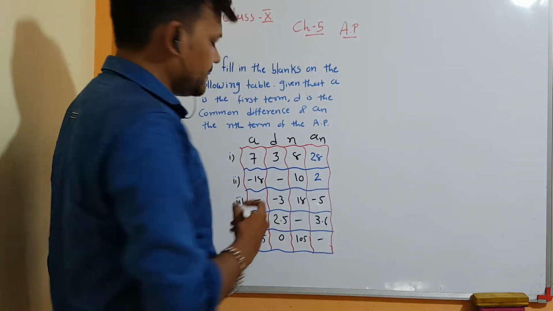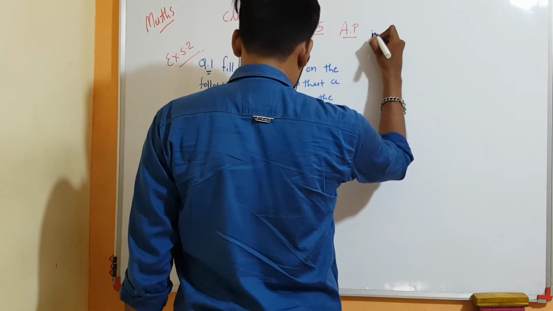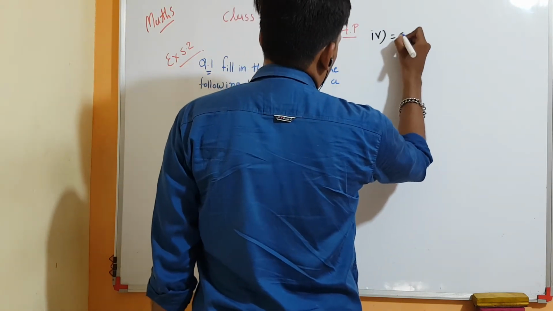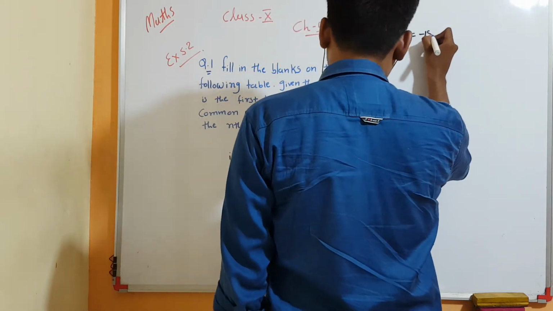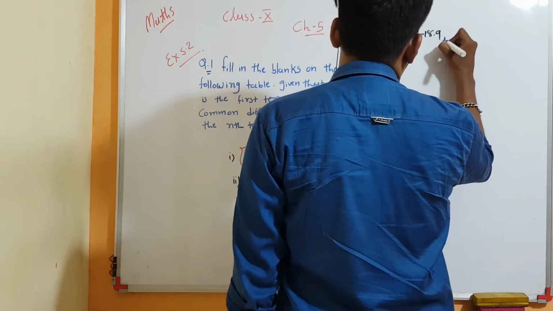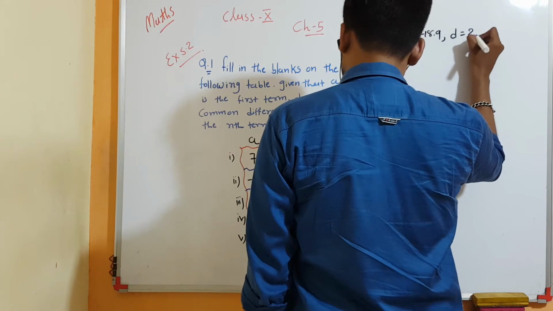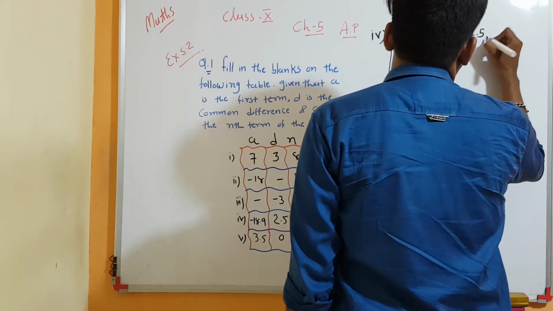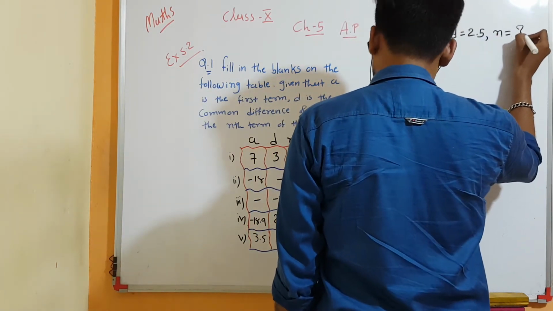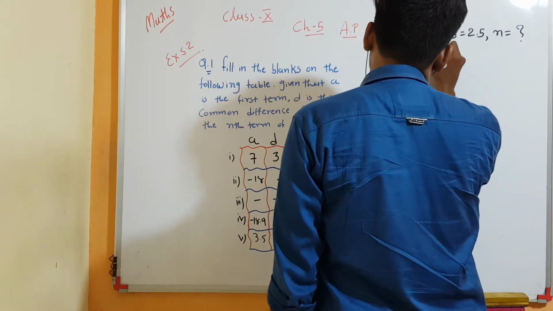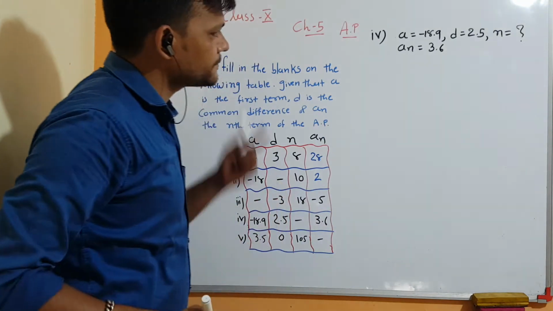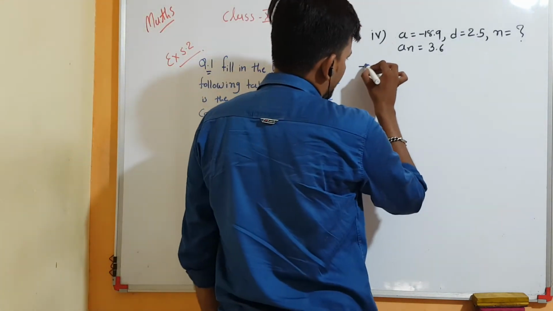In part 4, a is given, it is minus 18.9, d is 2.5. You have to find n, and a_n is also given, it is 3.6, right? Now apply the formula of a_n.